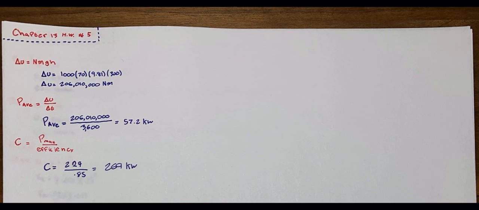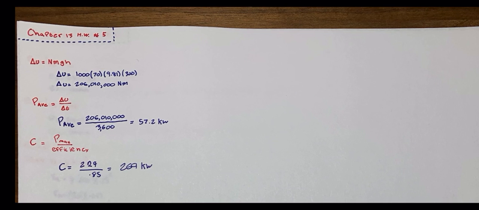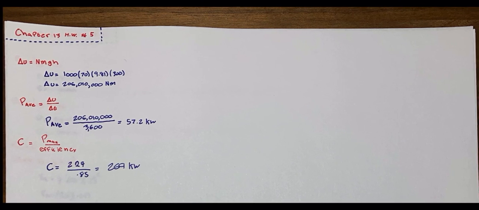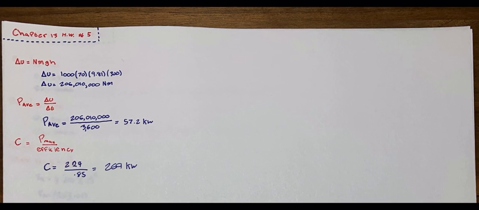We're supposed to find the average power required and the average capacity of the motor if the mechanical efficiency is 85% and if a 300% overload is to be allowed. So we know the work can be summed up as N times mgh, and since we know the number of people, the mass of the average person, gravity, and the height they're supposed to traverse, we can come up with the work needed.